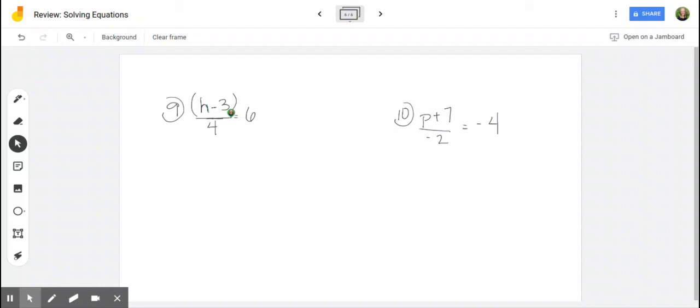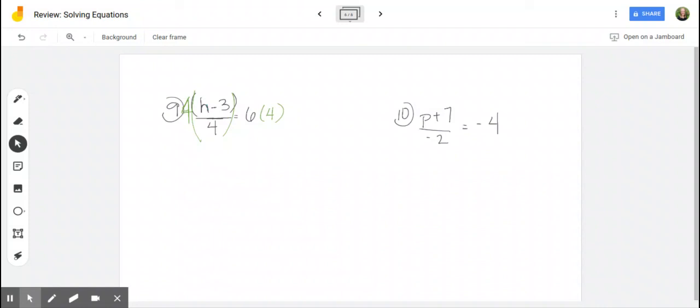So when something is being divided by a 4, we want to get rid of that 4. We're trying to get h by itself. So to undo division, we're going to use multiplication. So this whole side is going to be divided by 4. Okay, but if we do something to the left side of the equation, we have to do it to the right. That means we also have to multiply the right side by 4.